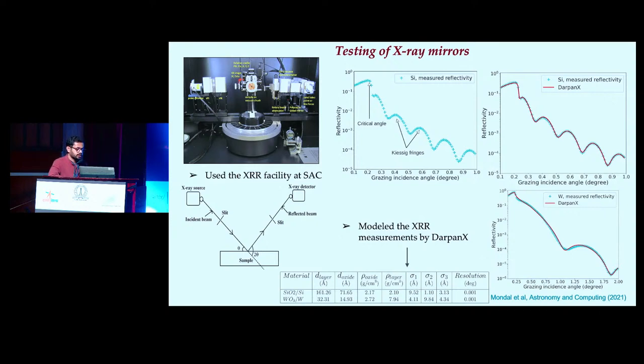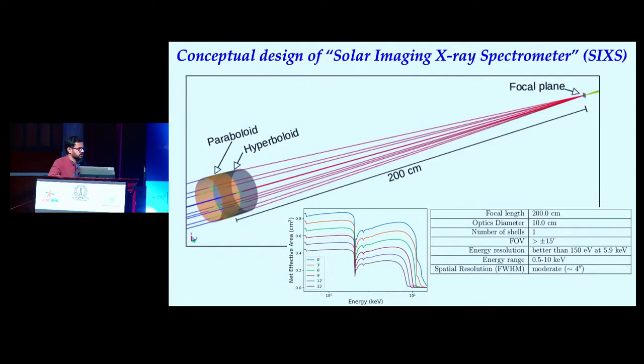Also, we have studied a conceptual design of an imaging spectrometer for the sun, which can be useful for imaging spectroscopy in future. So this is a ray diagram of this conceptual design. It consists of X-ray optics here with parabolic and hyperbolic X-ray mirrors. And here there is a focal plane detector module.